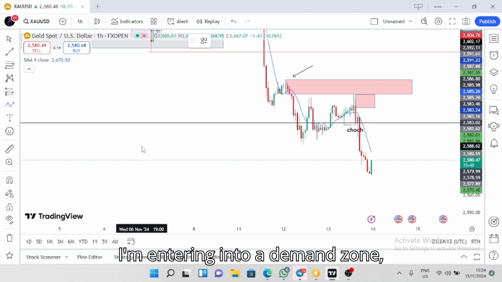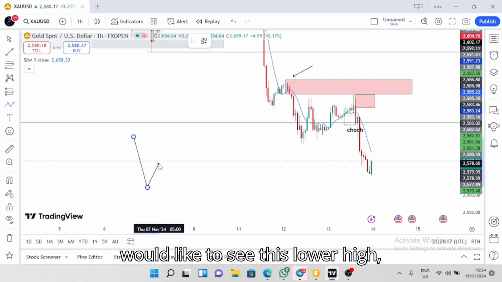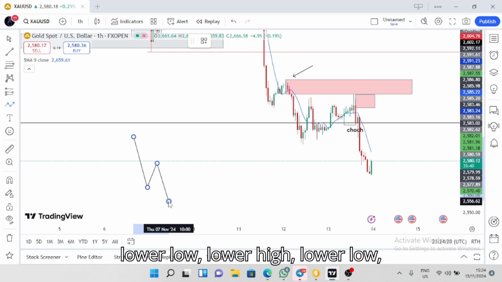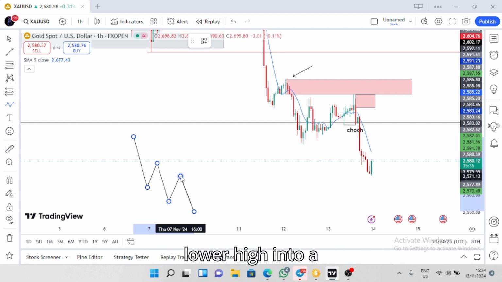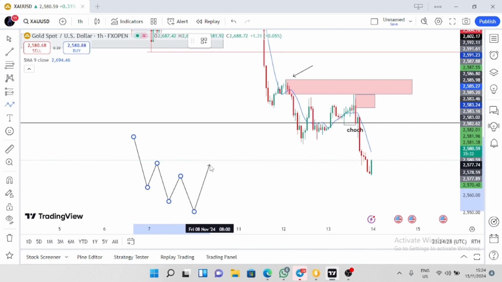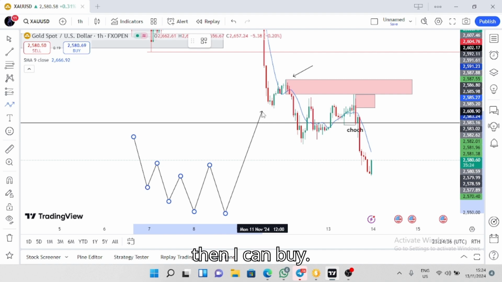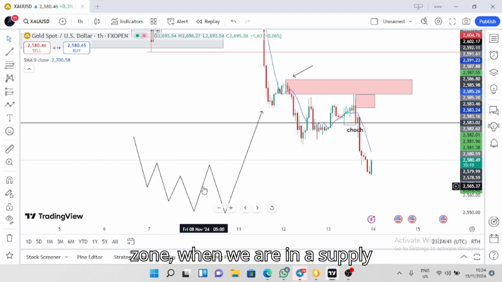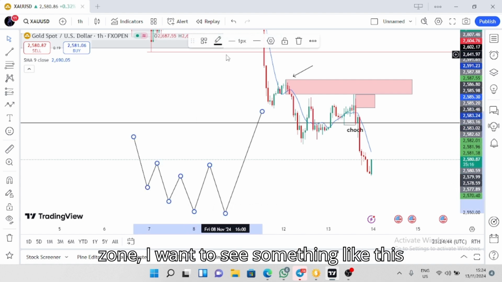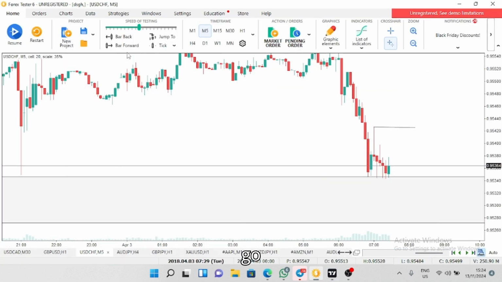When I'm entering into a demand zone, as soon as I enter, I would like to see this lower high, lower low, lower high, lower low, then a break of the previous lower high into a higher high, a higher low to retest the zone beneath, then I can buy. The same is true when we are in a supply zone; I want to see something like this also. So with that being said, let's go.